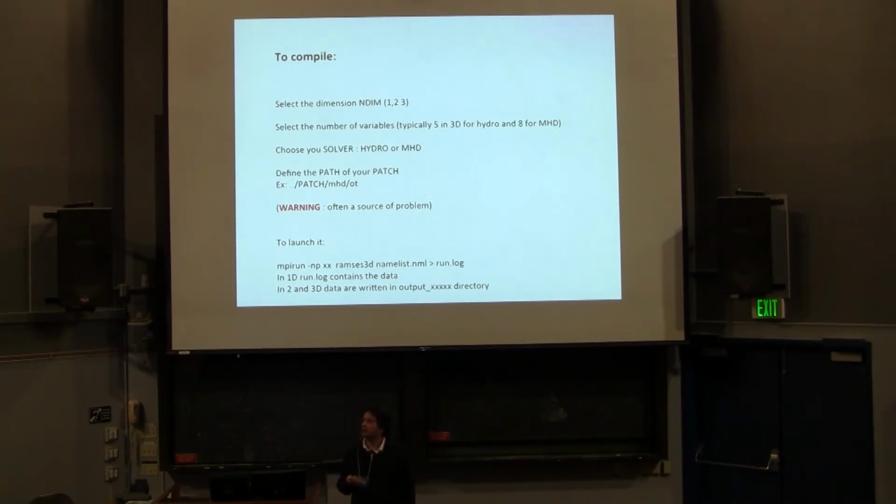So if you're doing a 1D test problem, you would specify 3 variables for hydro and 5 variables for MHD? Yeah, 8 in total. But not By and Bz. You'll need 3 velocities for 1D. You will have 3 velocities, yes, because of this tension.